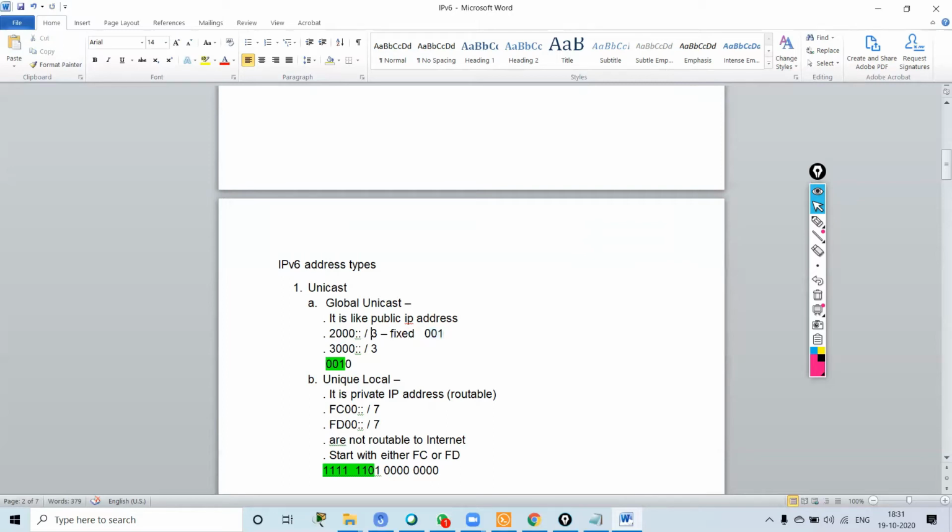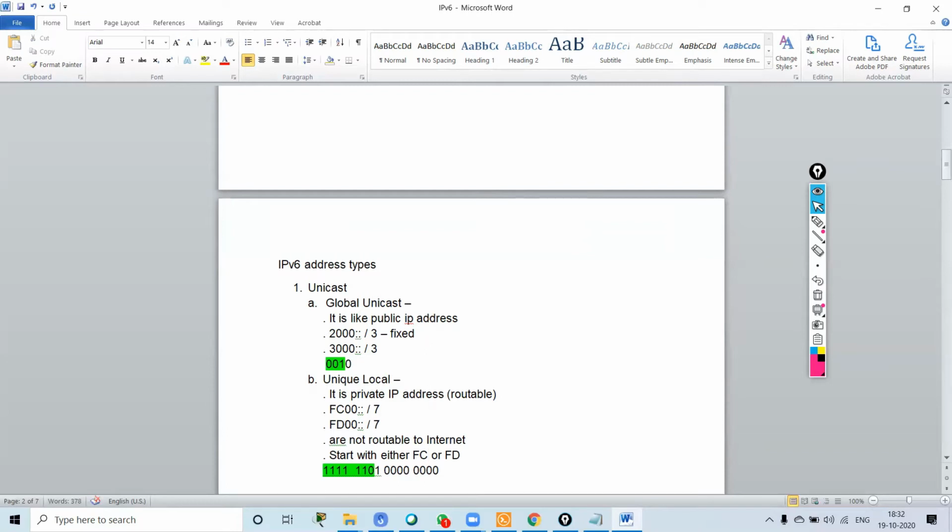So either it will be starting with this 2 or 3. It can be starting with 3 in this way. But the first 3 bits will be always same. It is fixed. First 3 bits will be always same. Global unicast is like your public IP address.